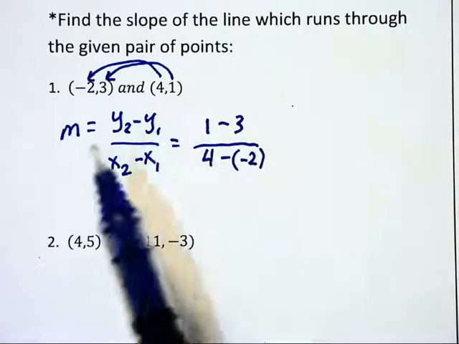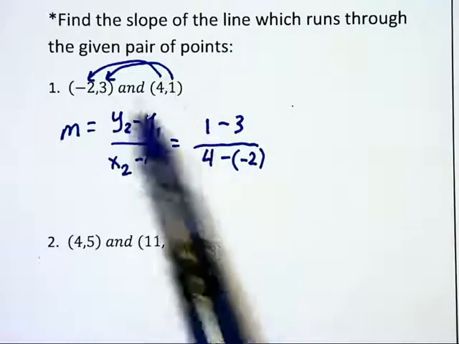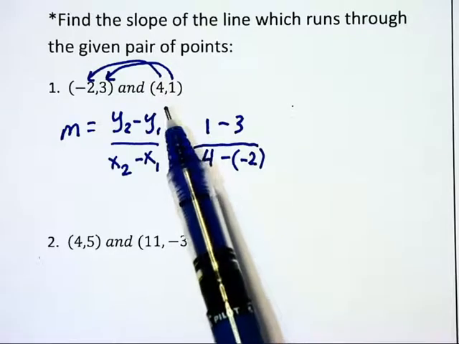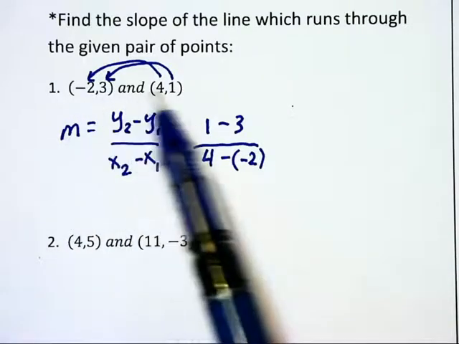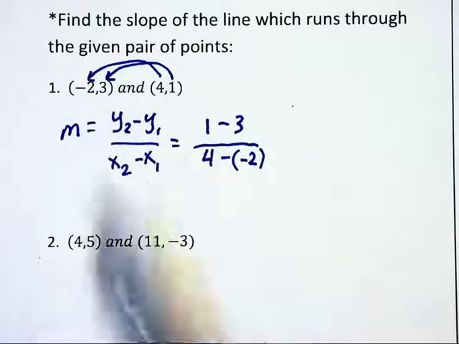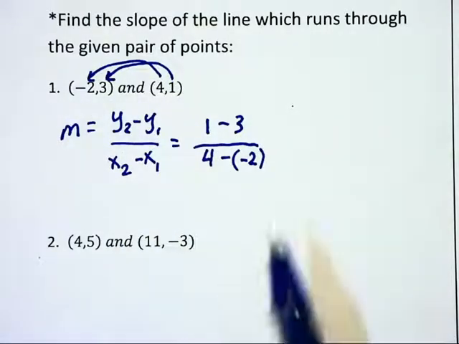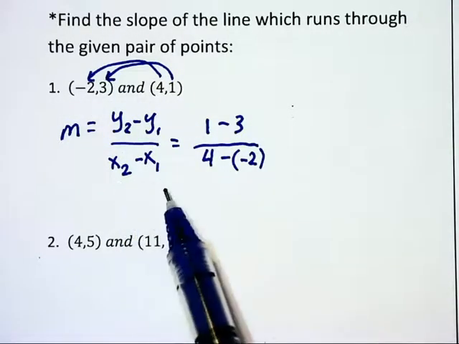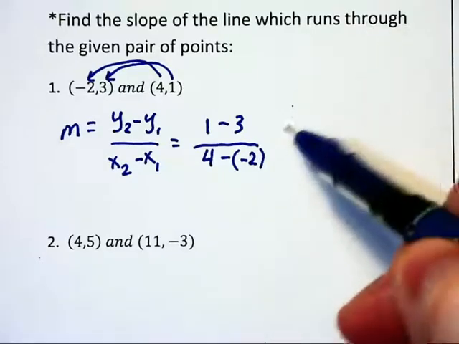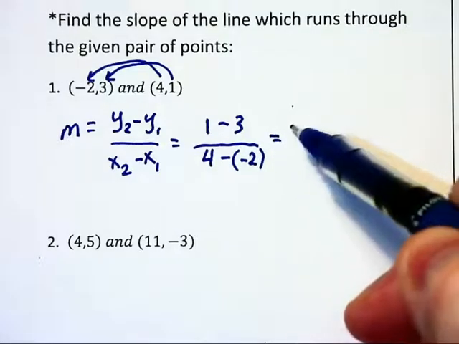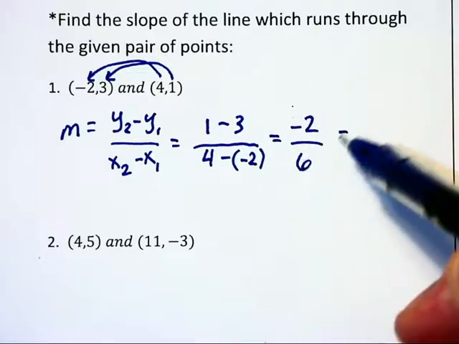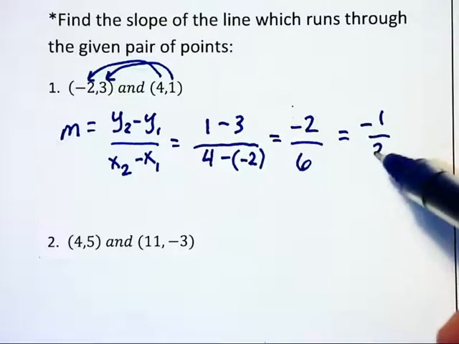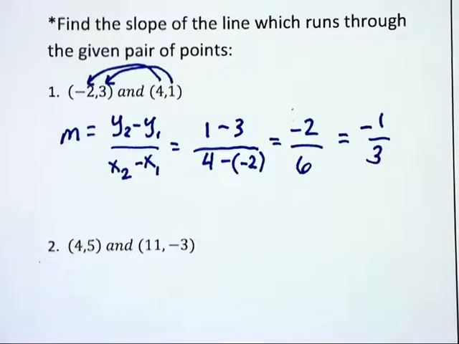Now it's important that both of your subtractions go in the same order, and that's why I'm saying second point minus first point. You could go from the first point to the second point as long as you do the same in both the numerator and the denominator, but generally this is the way we do it, from the second point to the first point. So subtracting in the numerator, we get -2. Down below we get 6, and we always reduce our slopes, so we have -1/3 in this case.